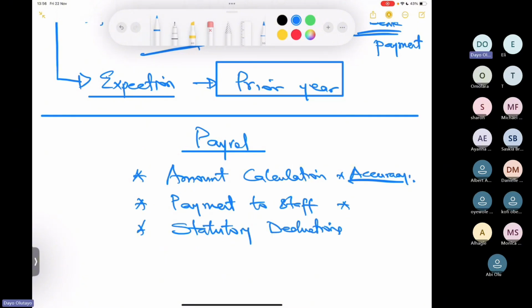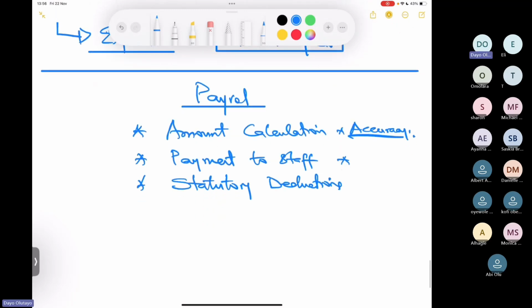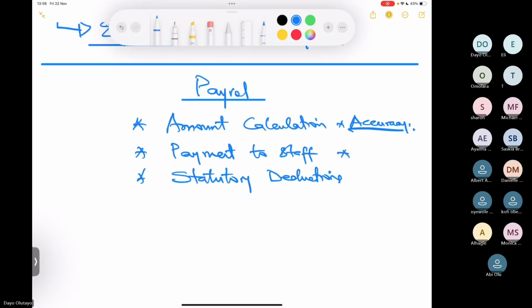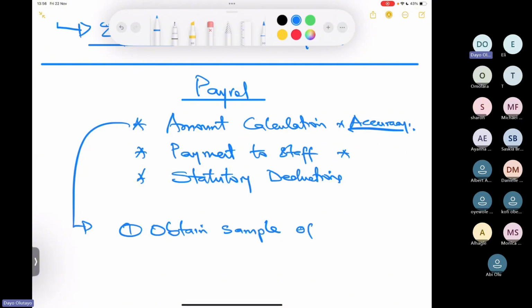So when you are determining procedures, these are the three areas that your procedures must focus on when you are auditing payroll. If you take this one for instance, how do you check for accuracy of payroll calculation? Your first procedure will be to obtain a sample employment offer letter from the client.